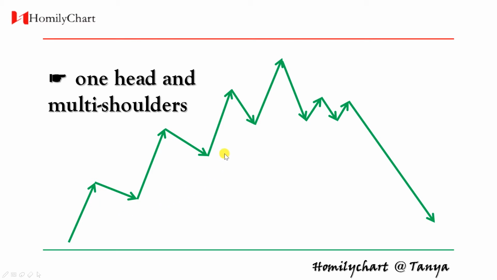In an uptrend, price rises up to a high place and forms some tops. If we connect the lows between the highs, then we'll get a line. This line is called the neckline. And if we look at this picture, it looks like one head, one left shoulder, and two right shoulders. So we call it one head and multi-shoulders.